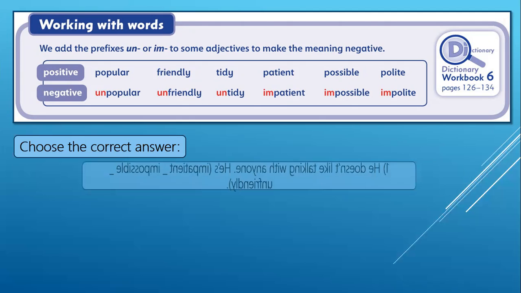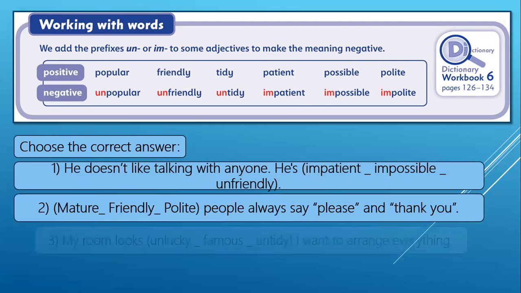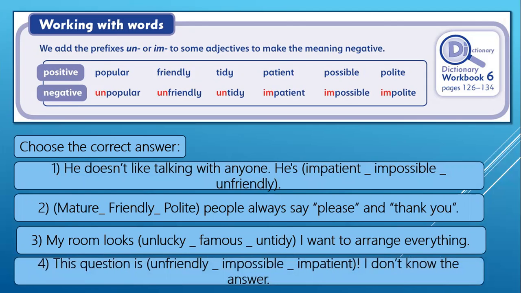Okay, so let's move on to the next exercise. Choose the correct answer. Number 1, he doesn't like talking with anyone. So he is impatient, impossible, or unfriendly? Yes, that's right. Very good.